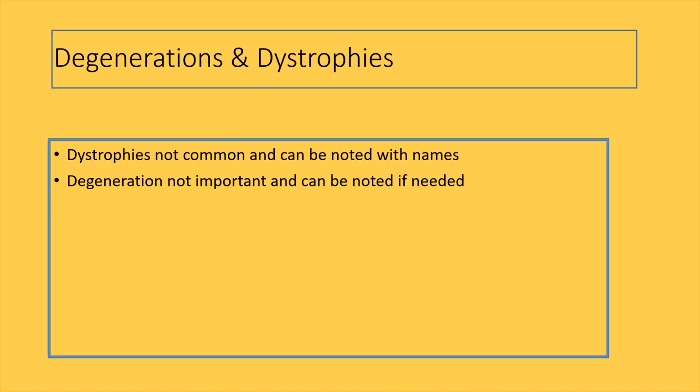Degenerations and dystrophies. There are no special signs in this system for the degenerations and dystrophies, because dystrophies are not common and can be noted with the names, and the same as the degenerations are not very important and can be noted if needed.